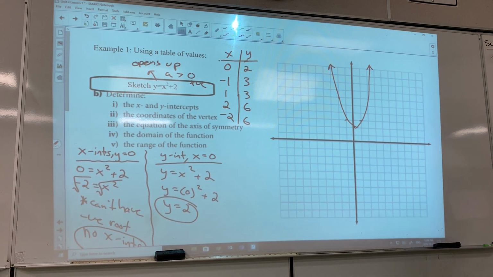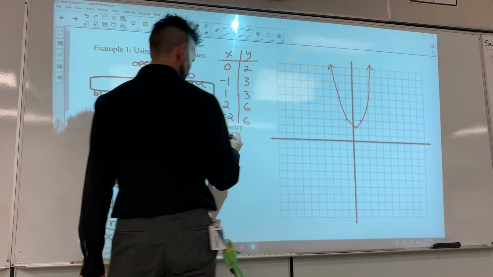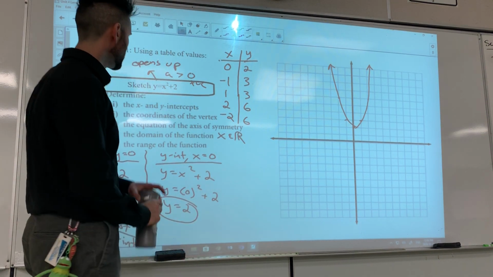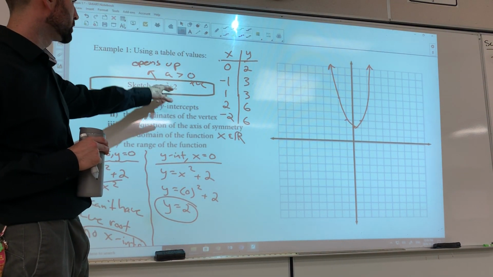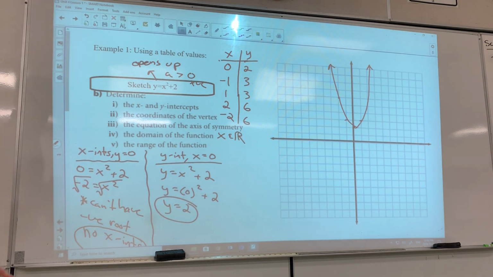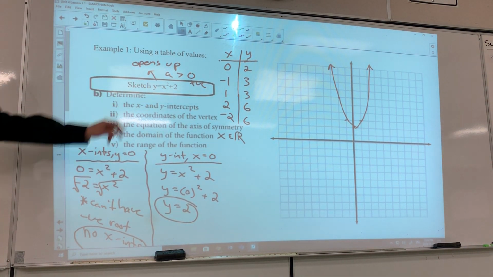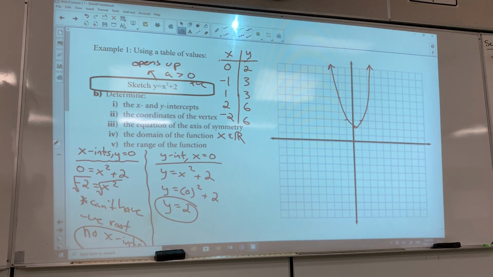Okay, what's the domain? Without thinking. x, element of the reals. Double check, is there any x value that you wouldn't be allowed to plug in here? I can't think of anything, right? There's no fractions, there's no square roots. I can plug in anything I like, I'll get a value for y.